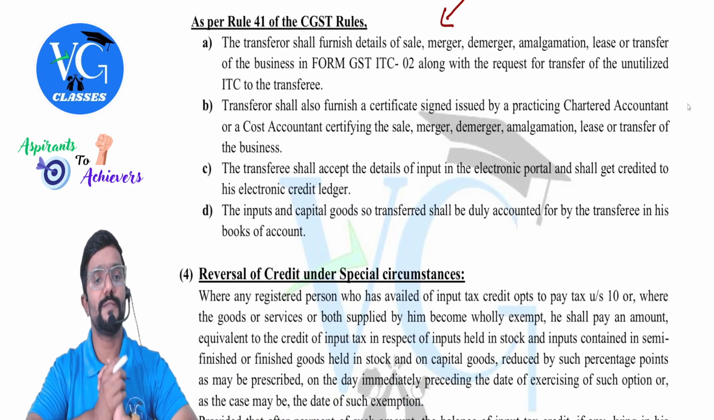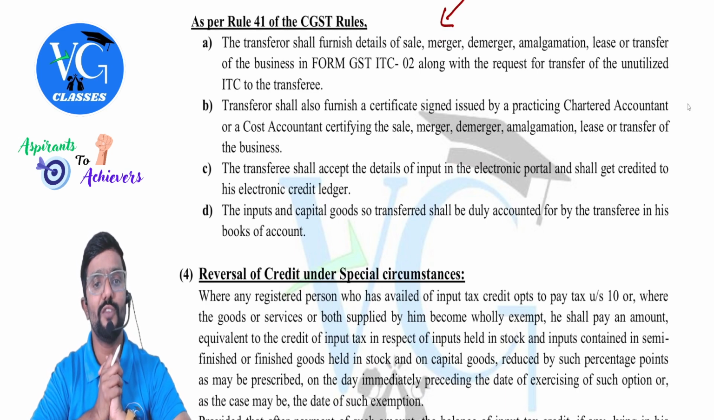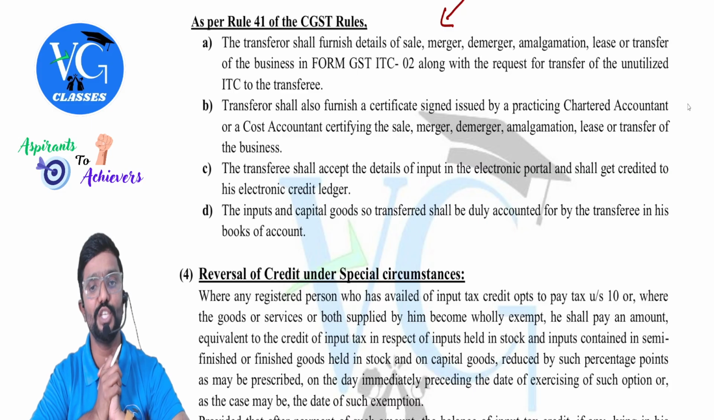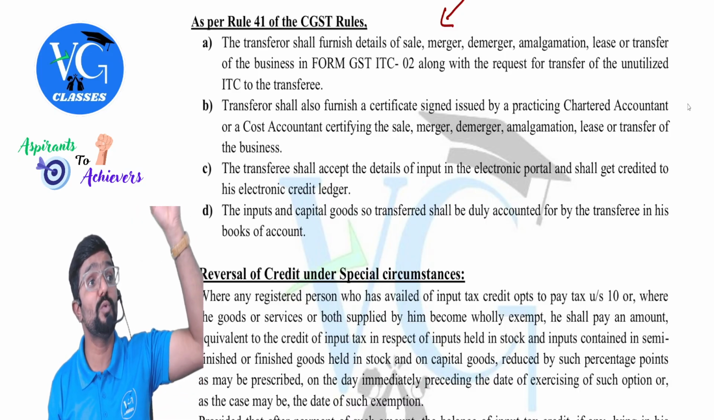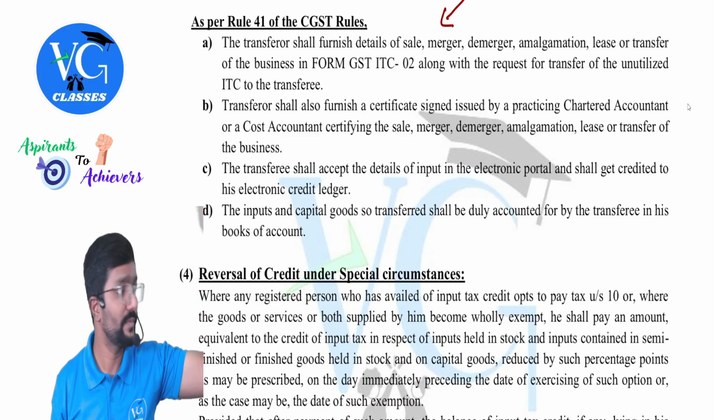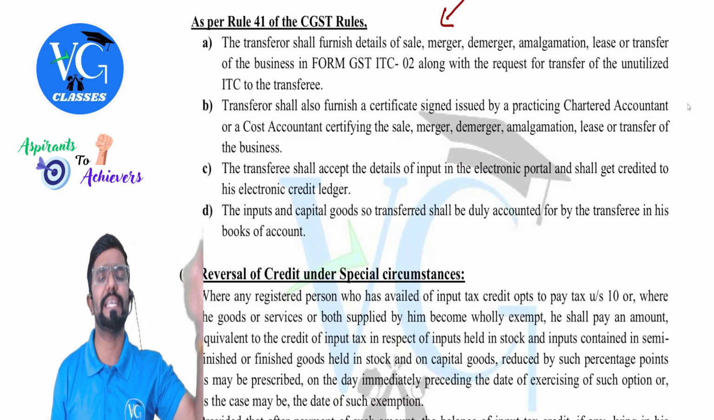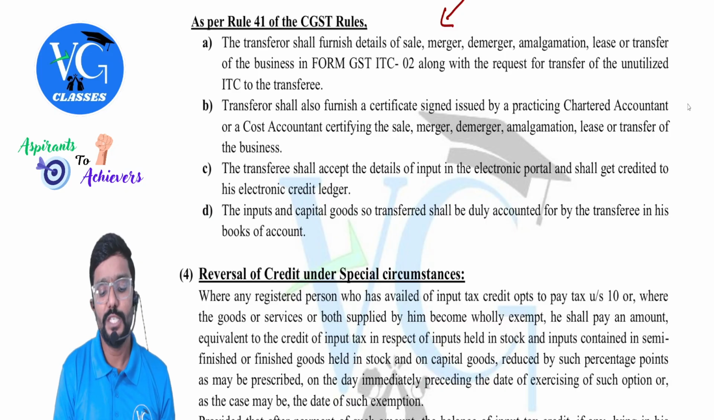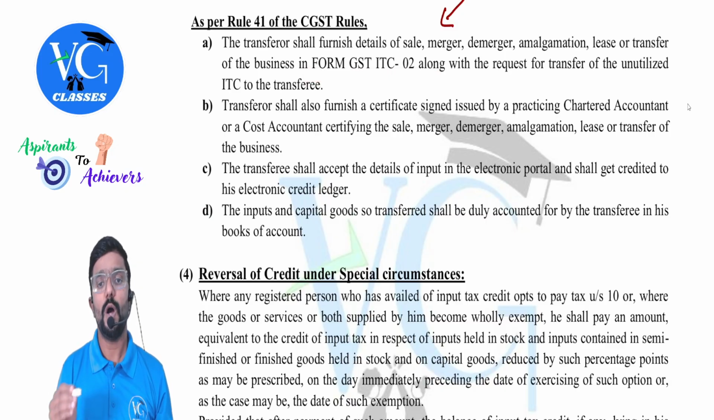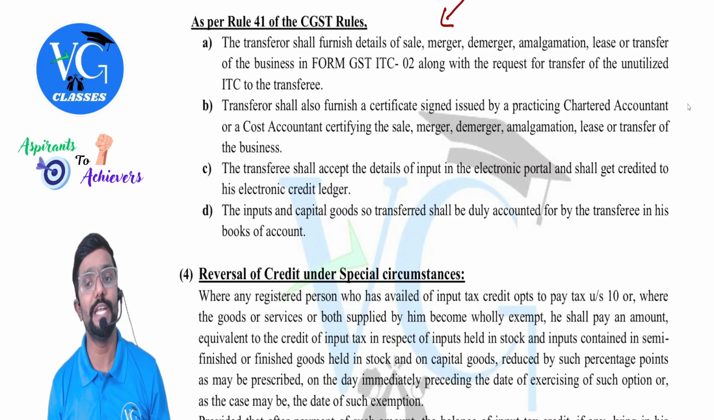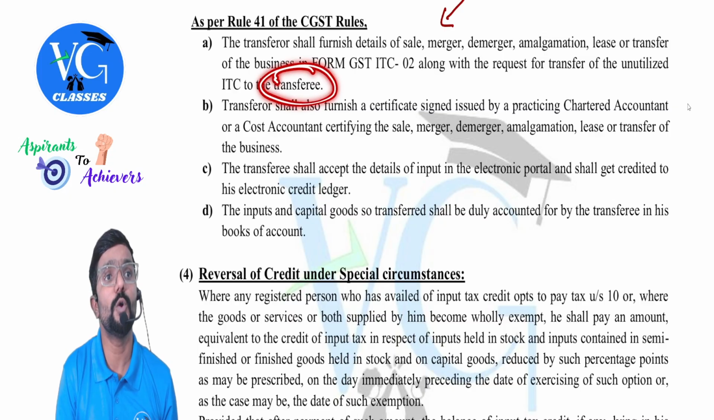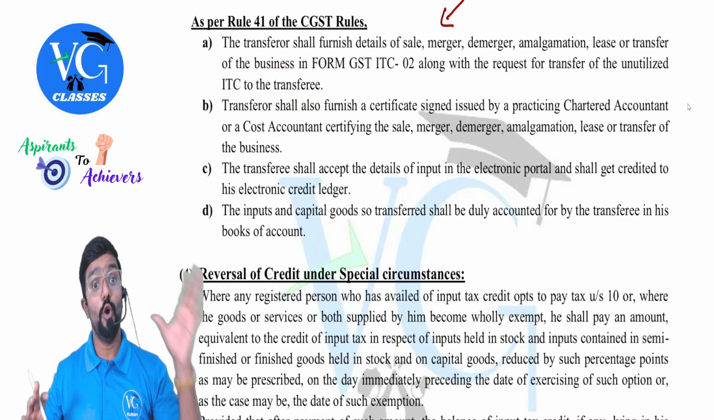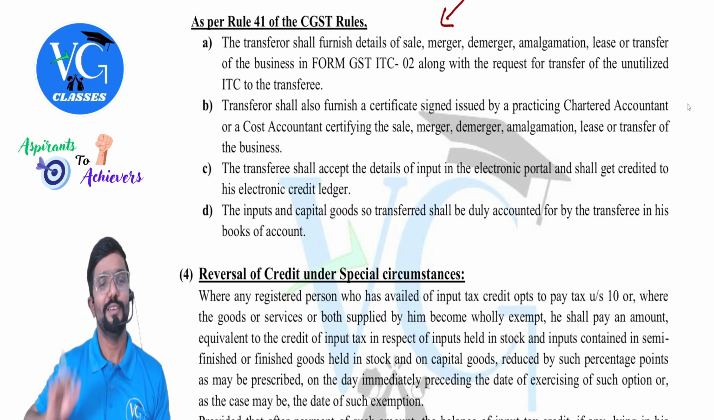As per Rule 41 of the CGST Rules, the transferor shall furnish details of sale, merger, demerger, amalgamation, lease, or transfer of the business. Who? Transferor. In my example, who was the transferor? eBay. We also call them the predecessor. In form GST ITC-02, along with the request for transfer of unutilized ITC to whom? Transferee. Who is the transferee? Gobe.